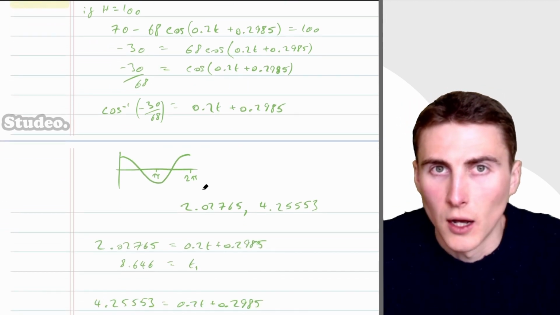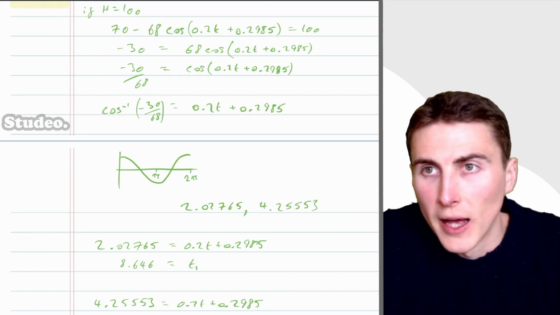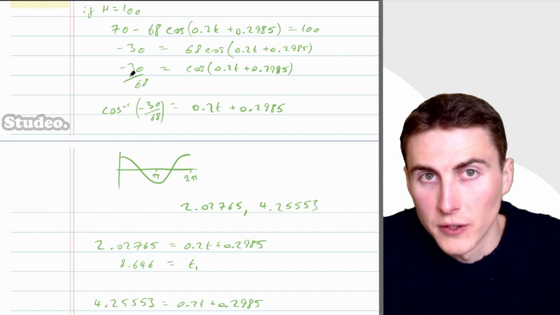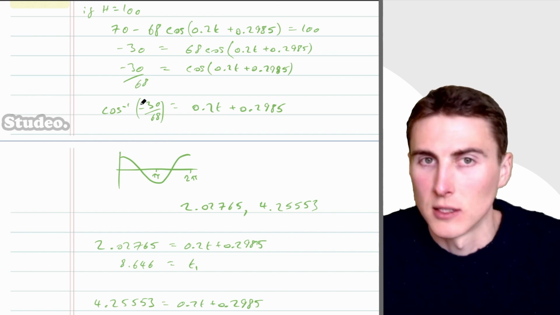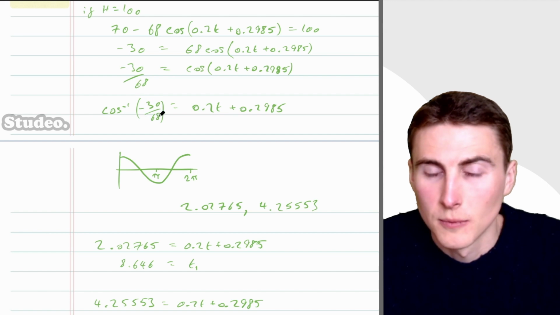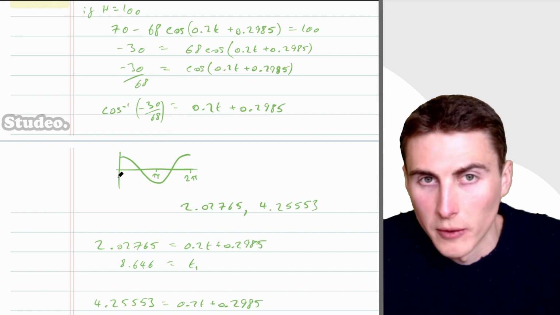And then I would sketch a little cos graph. And I know that I'm looking for this, minus 30 over 68, which is around about minus a half. So I want to find my angle, well, the time, but I want to find the angle in here when the function is around minus a half, so around about here, which is going to give me a solution here and a solution here.